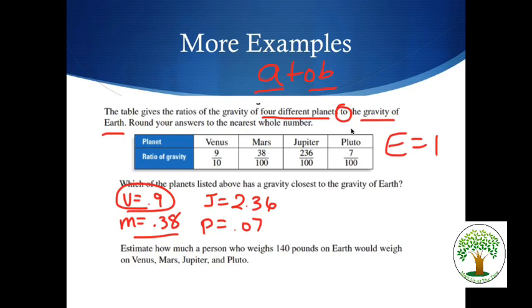And that gravity has to do with its size. The planet Venus is closest. Mars isn't, Mars is smaller.